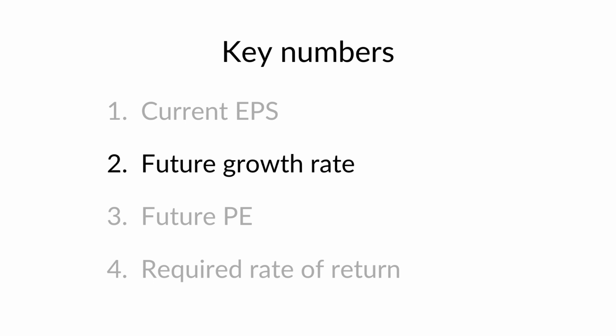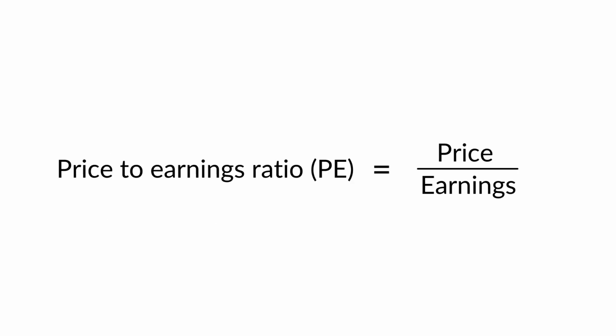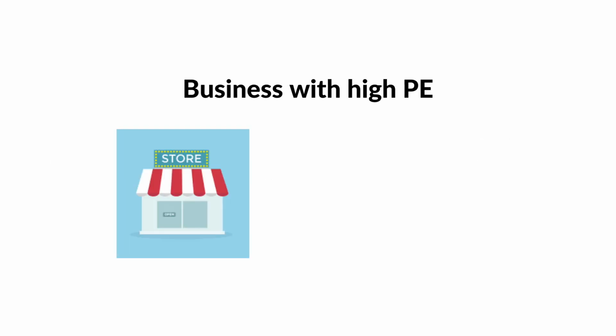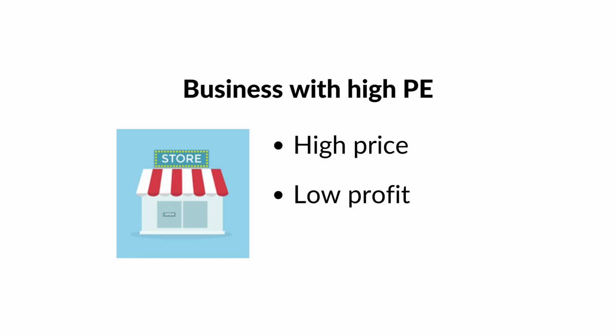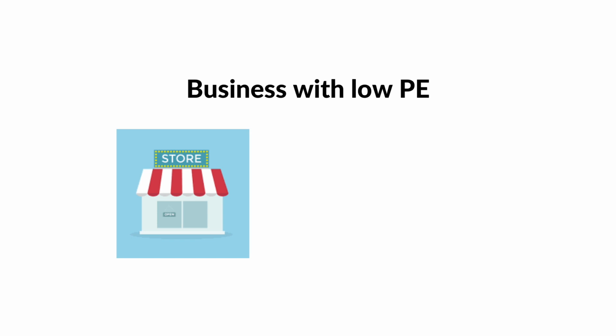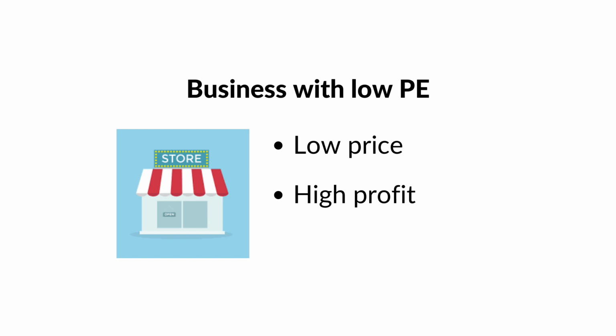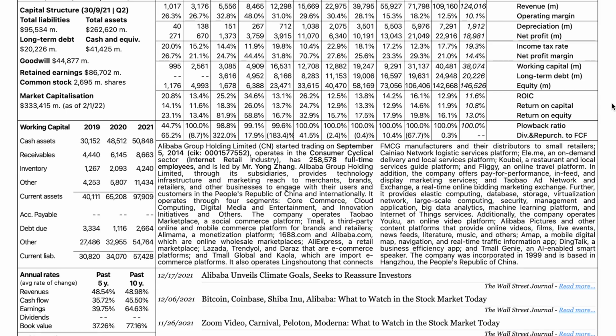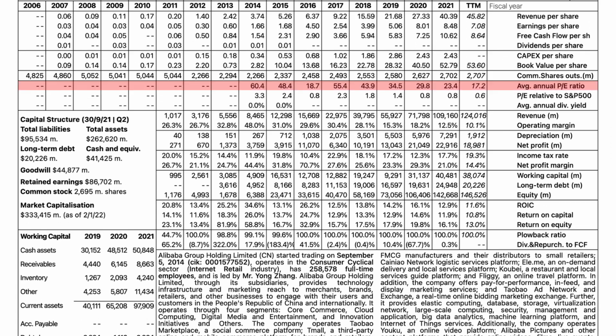The next number we need is the future PE, which stands for price to earnings ratio. To give you some reference, a business with a high PE ratio means that the price of the business is high compared to how much it makes. This is usually the case for growing businesses. And the opposite is true. A business with a low PE ratio means that the price of the business is cheap compared to how much it makes, usually for more mature companies. Now, to find this PE ratio, we need to look at row 8, the average annual PE ratio.